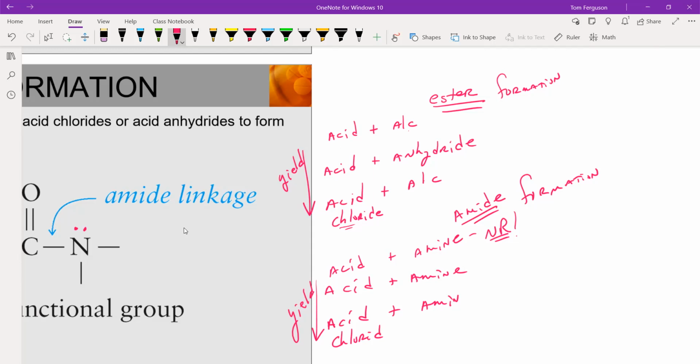Forming an amide, which is similar to forming an ester, we've got three ways to make it. However, the acid and amine by itself is horrendously low yield, to the point where it's considered no reaction. So the only way to make an amide is with the acid anhydride plus the amine, or the acid chloride plus the amine. The acid plus amine basically forms an ammonium salt.